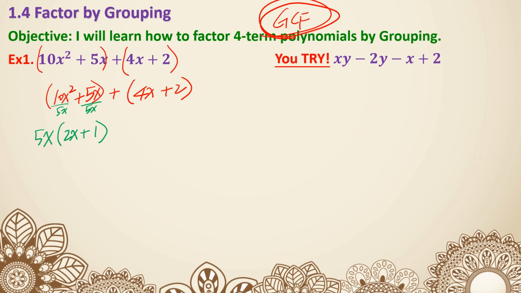That's the first part. Second part, between the 4x and the 2, I can factor out a 2, which again is a positive 2. Then divide each by 2. 4x divided by 2 is a 2x.